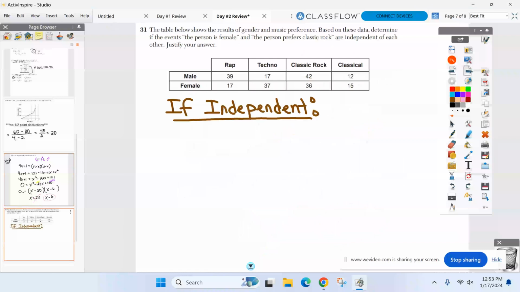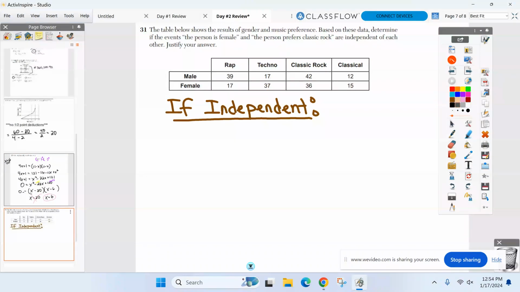All right, 31. Another, is it independent or not? So is the person female and the person prefers classic rock? Independent or not? And how do we know?